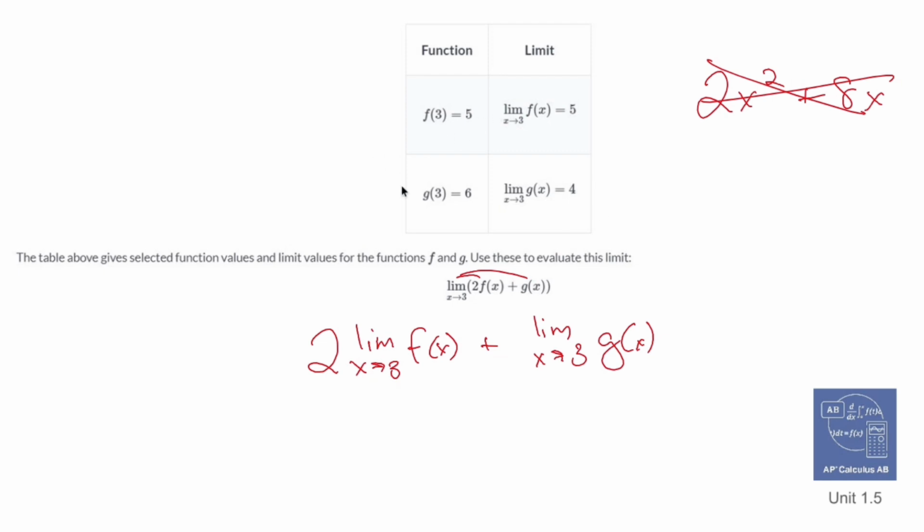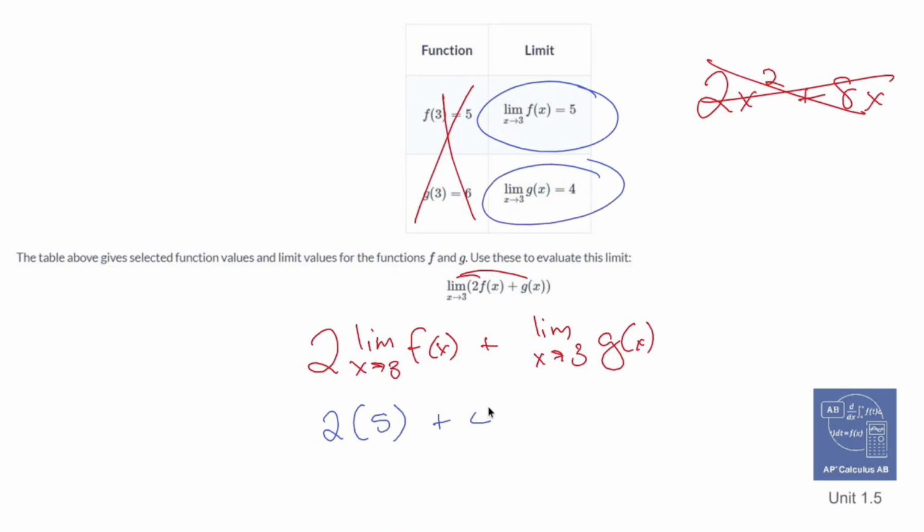And now that we have that, we're kind of like, oh, well, none of this matters. And it doesn't. You're absolutely right. None of that does matter. What we do care about is the fact that the limit as x approaches 3 of f of x is 5. So 2 times 5, drop down the plus, and the limit as x approaches 3 of g of x is 4. So this becomes 10 plus 4, and 10 plus 4 is 14. So kind of a tricky problem, kind of a weird problem, but we did it.